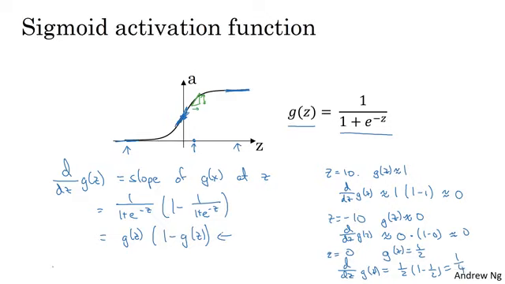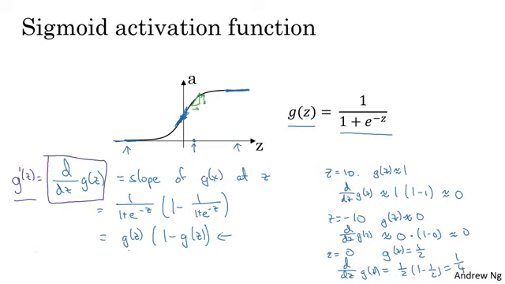Finally, just to introduce one more piece of notation, sometimes instead of writing this thing, the shorthand for the derivative is g prime of z. So g prime of z in calculus, the little dash on top is called prime. But g prime of z is a shorthand in calculus for the derivative of the function g with respect to the input variable z.